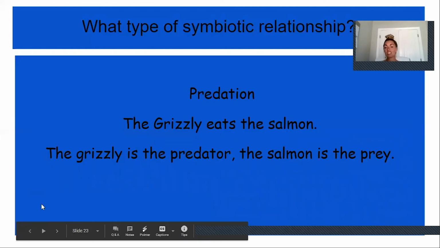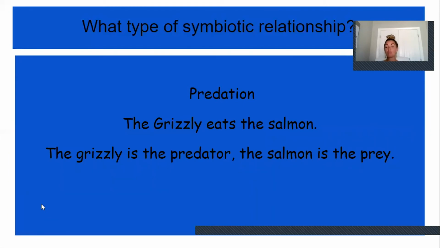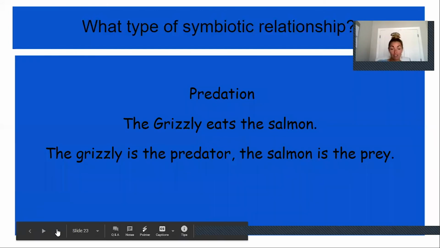Predation. The grizzly eats the salmon. The grizzly is the predator. The salmon is the prey. The prey is weak and cannot do much unless it can swim faster and get away from the bear, but most times I would guess that the bear wins. And what a great meal to eat as well.